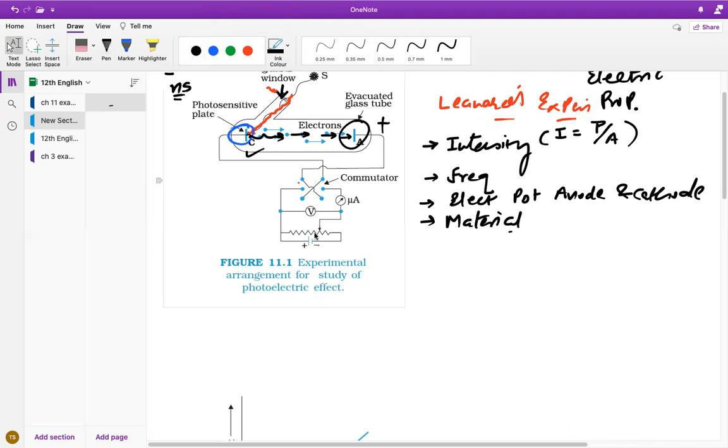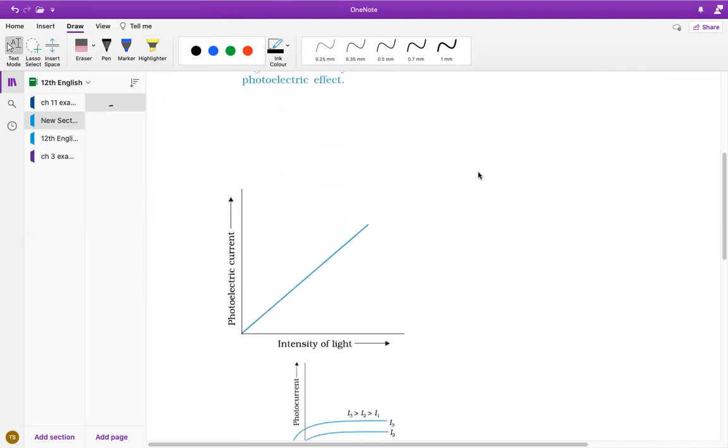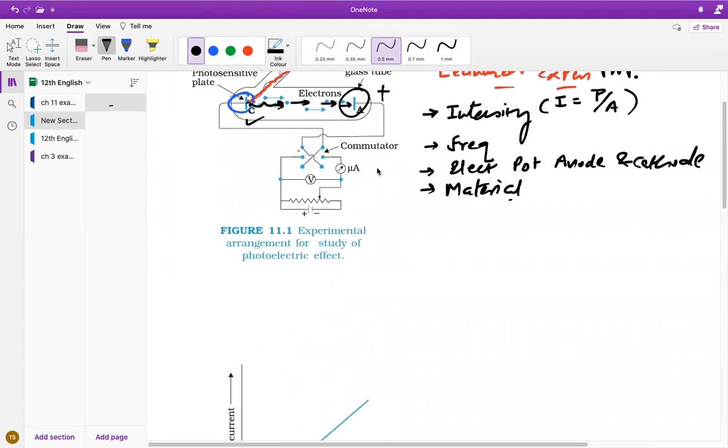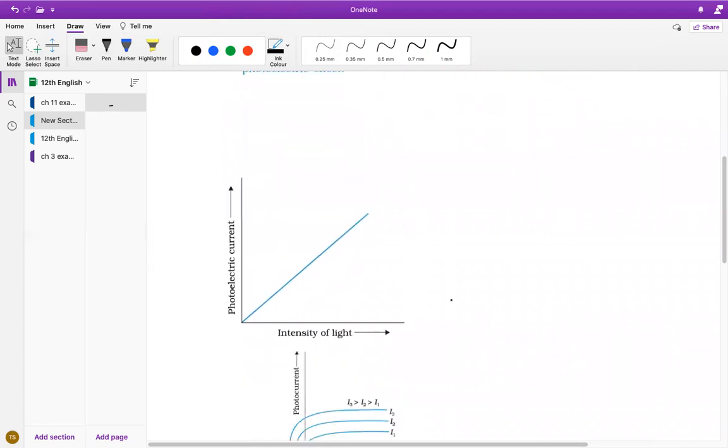Next is a graph. It is called the photoelectric current. You can see that it is in microamperes. If my surface is much larger, it will be in terms of amperes. So that is called the photocurrent, the amount of current produced by the flow of electrons, or you can say photons. And I have the intensity of light.